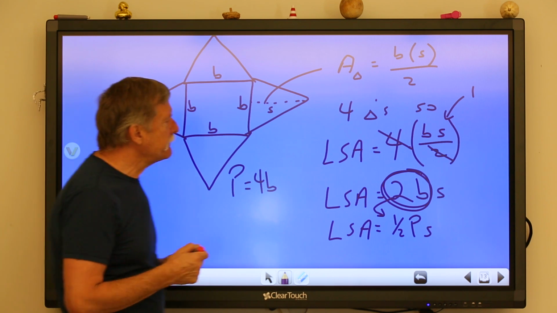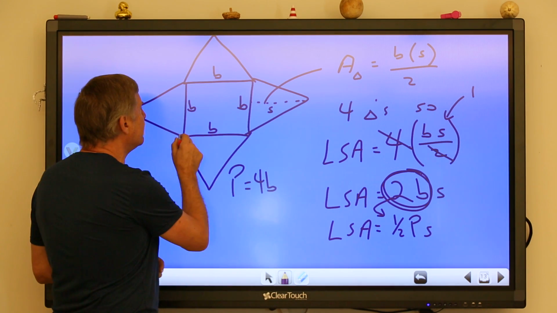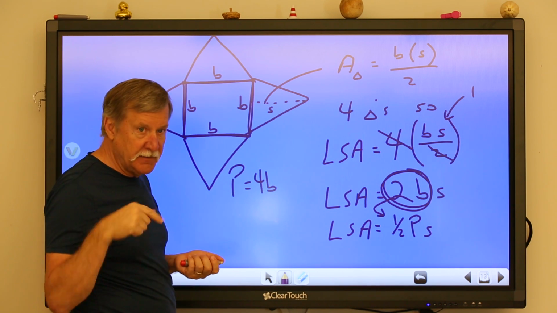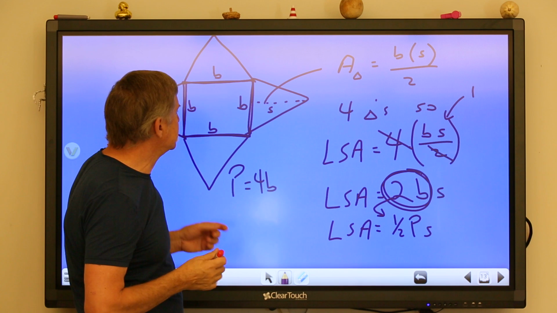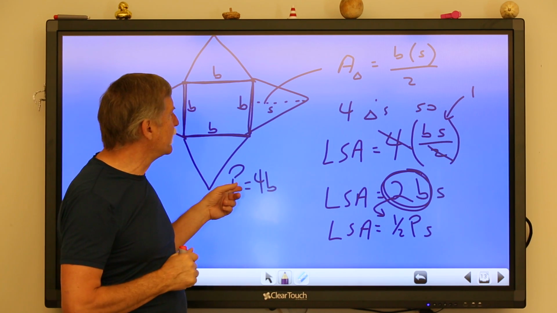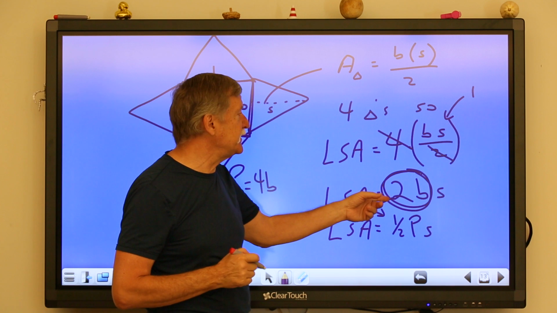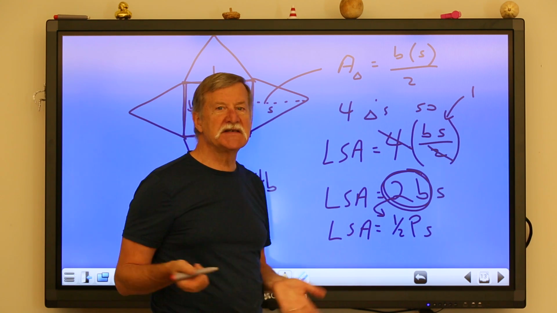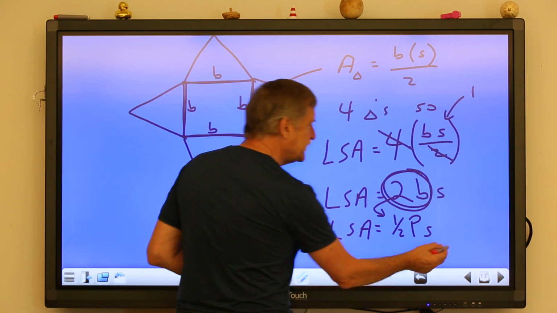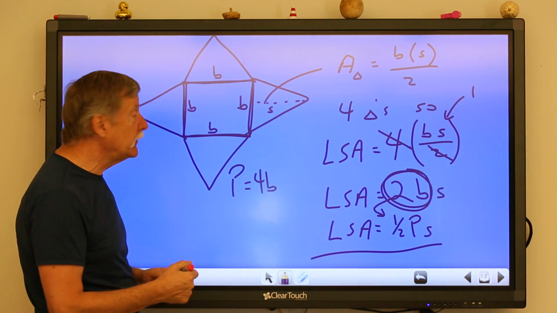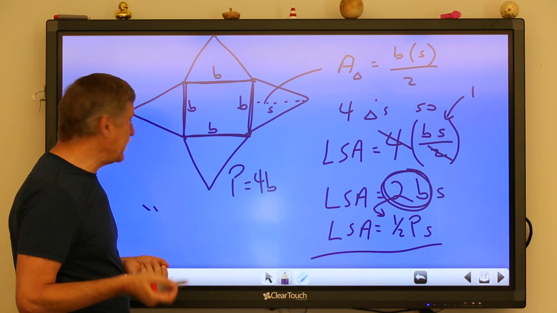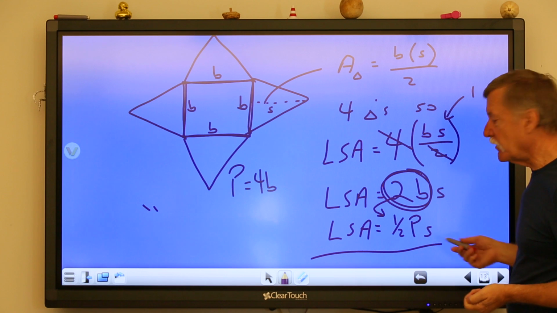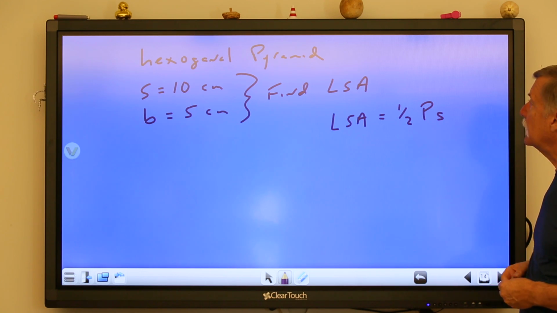So if we say, in terms of this whole pyramid, we look at the idea of perimeter, the distance around, we see that the perimeter is 4b, but I only need 2 of those b's to find the lateral surface area. So that's half a perimeter times the slant height, which turns out to be a much simpler formula than any of this other stuff. So that the lateral surface area of a pyramid can be expressed as 1/2 the perimeter times the slant height. All right?